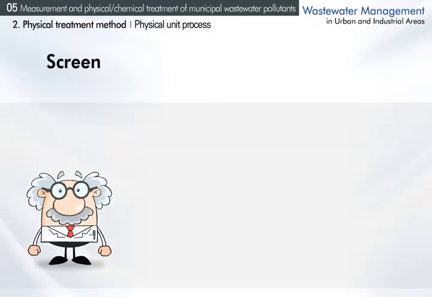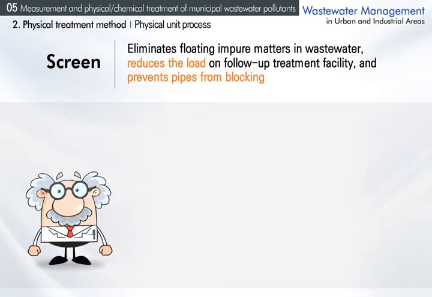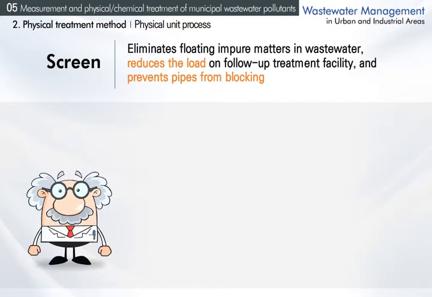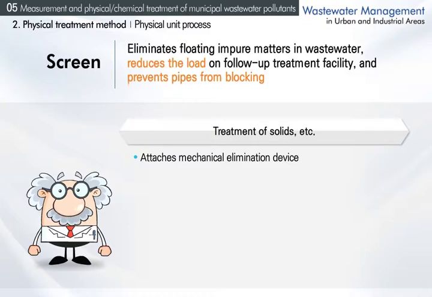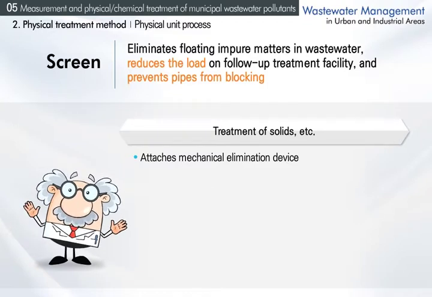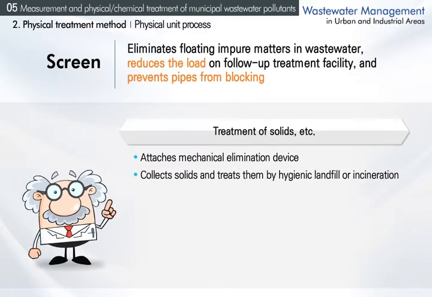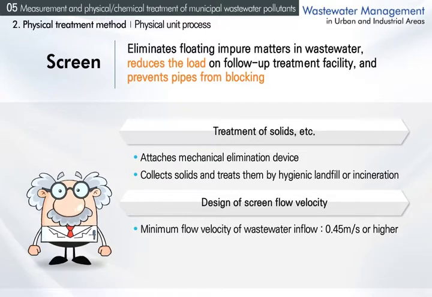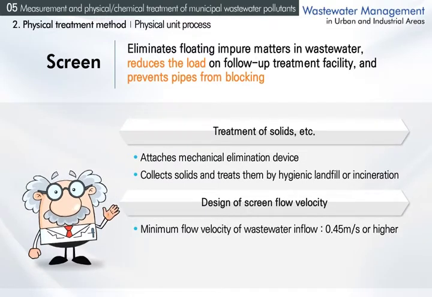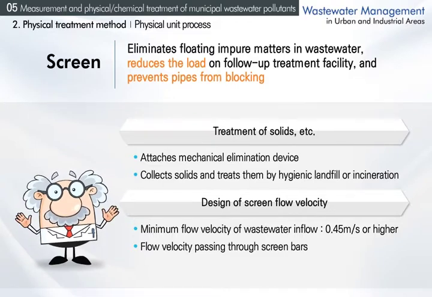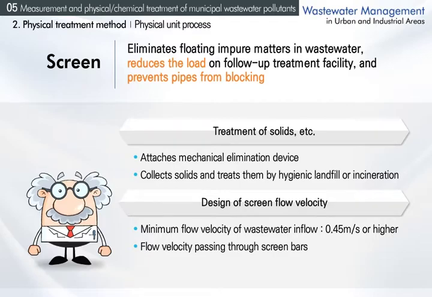First, screen device aims to eliminate floating impure matters in wastewater, reduce the load on follow-up treatment facility, and prevent pipes from blocking by impure matters. Recently, a mechanical elimination device automatically eliminates matters on the screen using the attached screen, and filtered solids are collected and treated by hygienic landfill or incineration. The minimum flow velocity of wastewater flowing into screen is 0.45 meters per second, or higher in general, and the flow velocity passing through the bars of screen is designed between 0.6 meters per second to 1 meter per second.